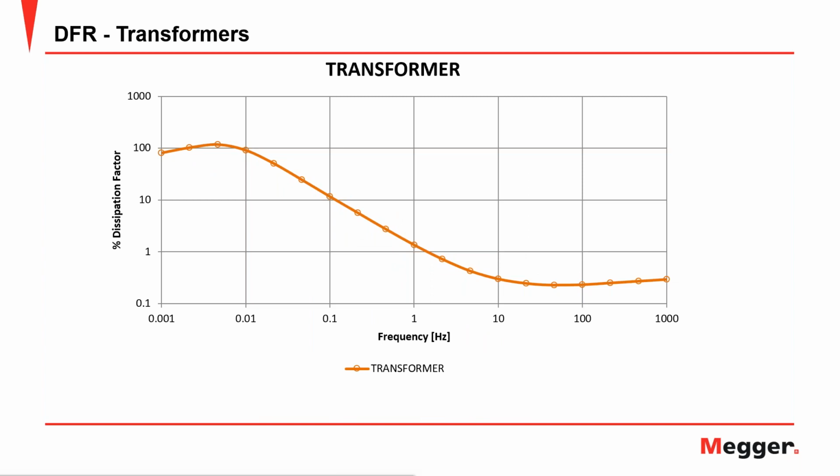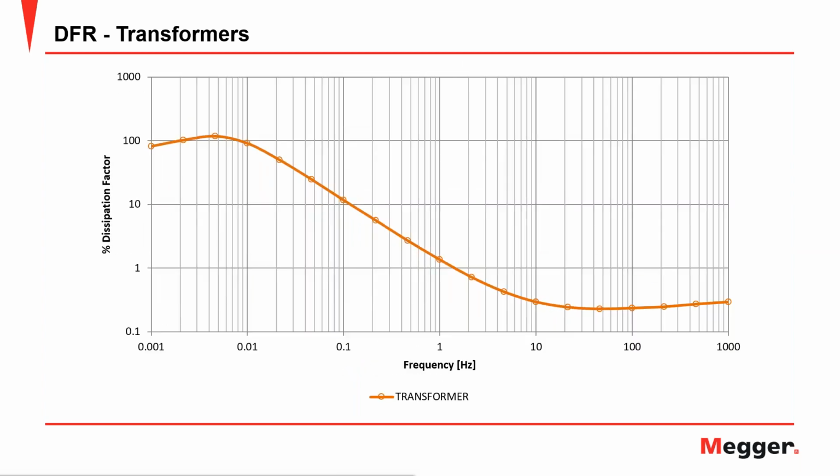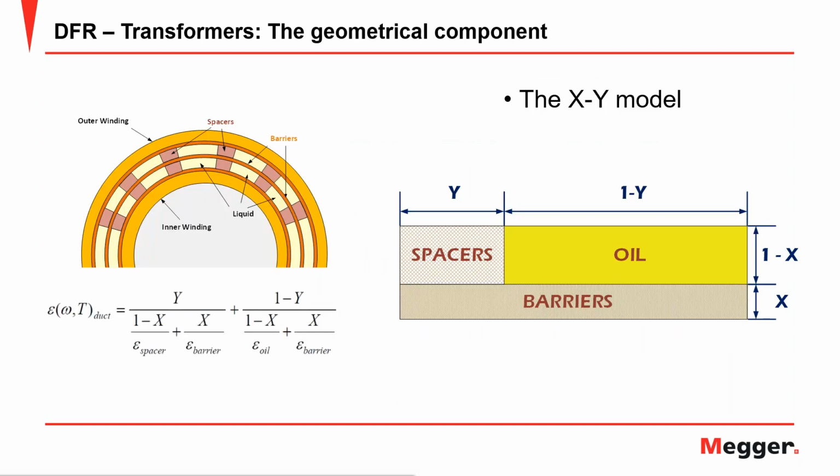But what does it mean? Now I have a curve, so I need to do some interpretation of this curve. We have differentiated different regions on this dielectric response. At the very high and very low frequencies, the predominant influence is the paper, the solid insulation. It's not only solid insulation, but the predominant influence is the paper. In the middle range of frequencies, the predominant influence is the oil. And at the interface between those two, we look into the geometrical influence of the insulation system. We're going to talk about that in this slide.